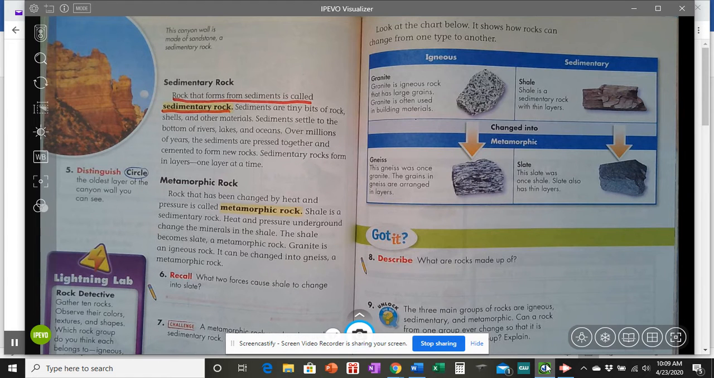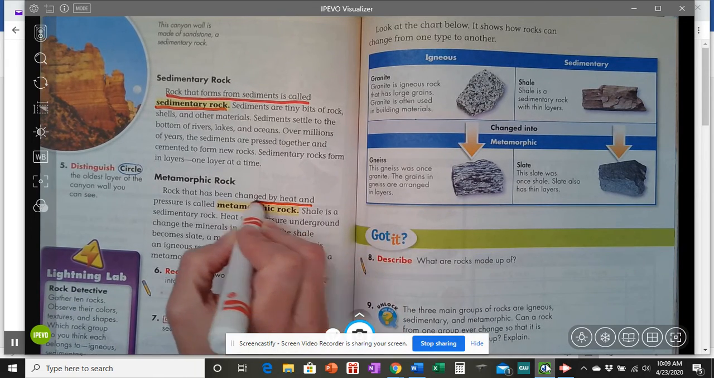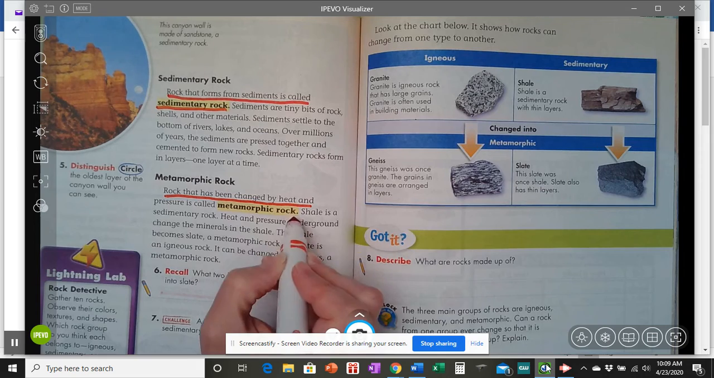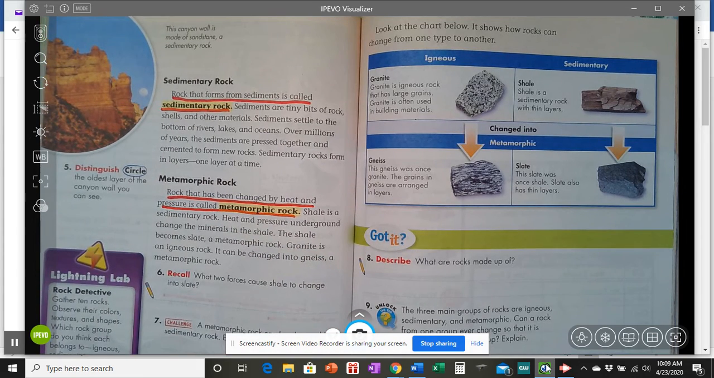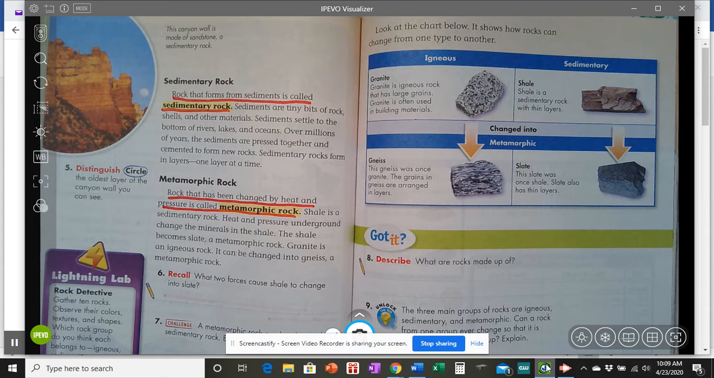Metamorphic rock. Rock that has been changed by heat and pressure is called metamorphic rock. I'm going to underline that because that is one of our vocabulary words. Shale is a sedimentary rock. Heat and pressure underground change the minerals in the shale. The shale becomes slate, a metamorphic rock. Granite is an igneous rock. It can be changed into gneiss, a metamorphic rock.